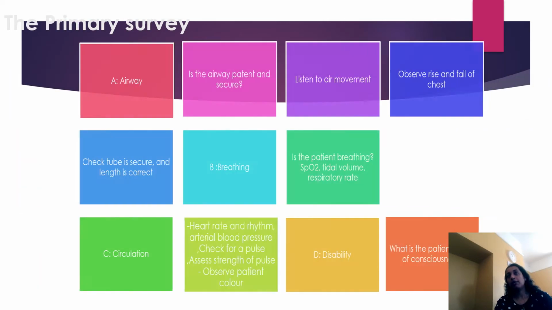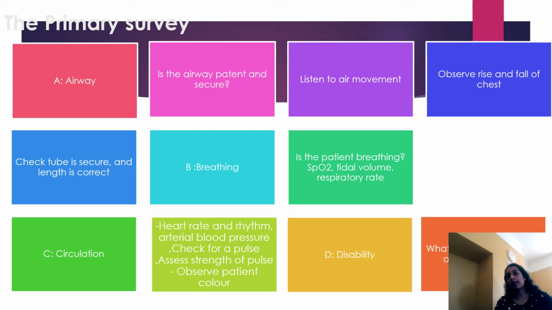When it comes to the primary survey, what all things will you check? It's divided in an ABCD manner. As we all know, airway comes first. Is the airway patent? Is it secured, at what lip level? Or is it stitched, in case of tracheostomy? You will listen to the air movement, observe the rise and fall of the chest, and check that the tube is secure and the length is correct.